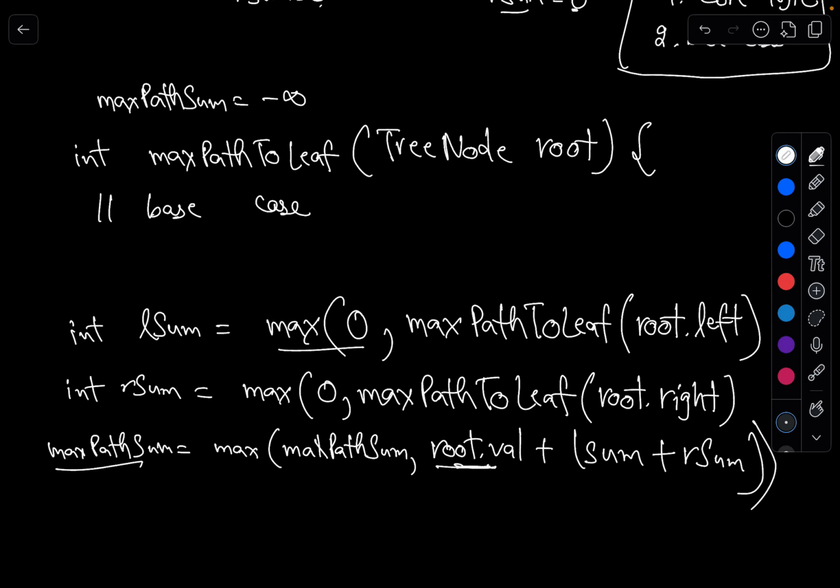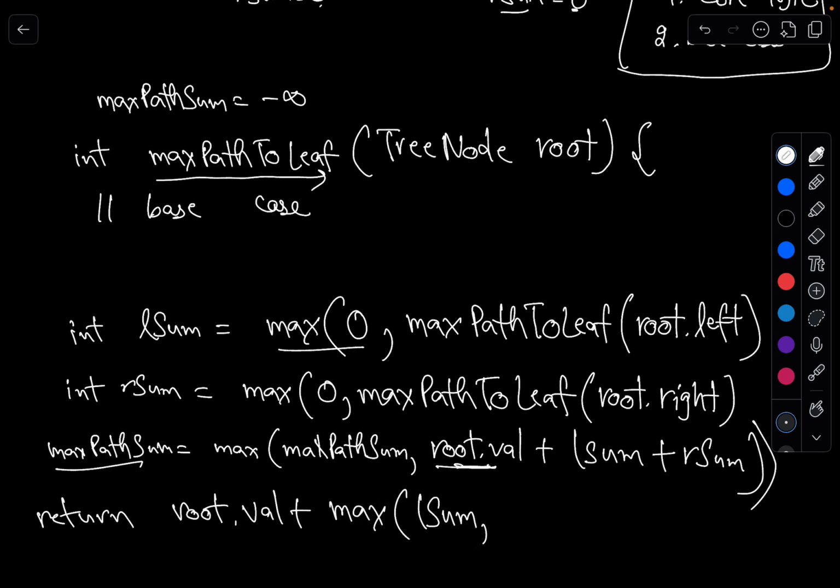Now in the end, what do we need to return? We need to return the max path to leaf. So now, including this root value, what would be the maximum path to the leaf? Either that leaf will be in the left children, or that leaf could be in the right children. Whichever is the maximum, we just return it. So that's all. You don't have to think too deep inside the recursion. This is your core logic.